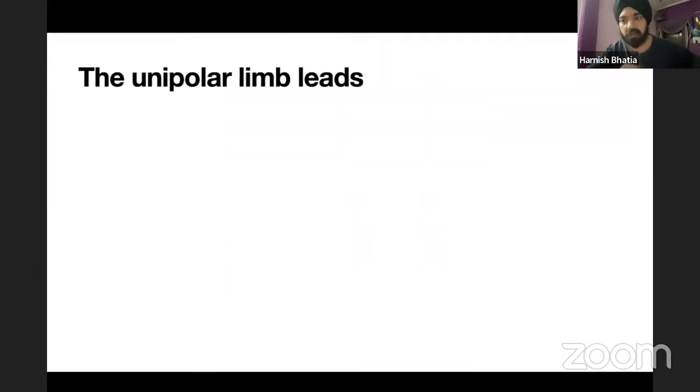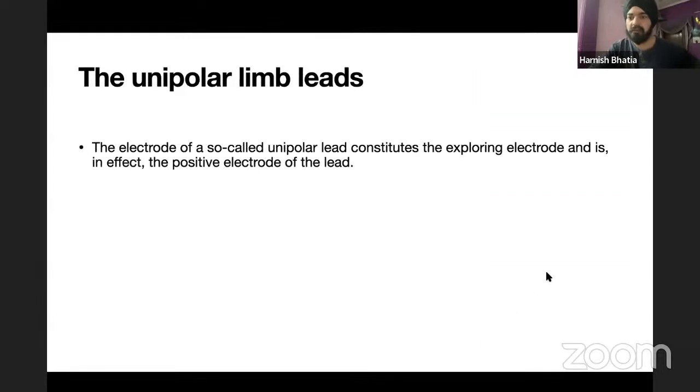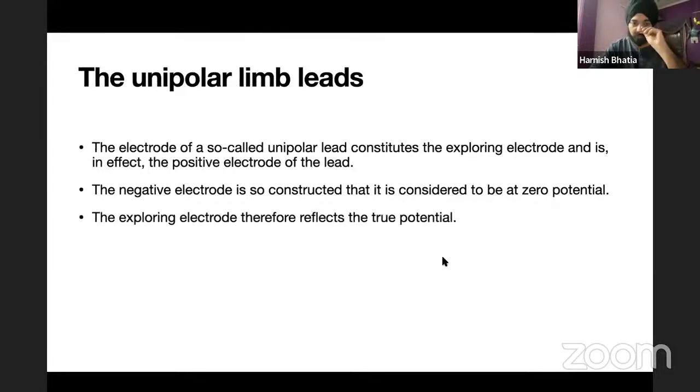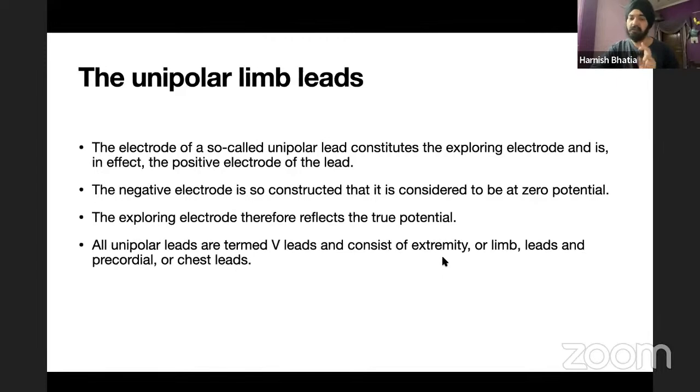Now we'll see the unipolar limb leads. The electrode of a so-called unipolar lead constitutes the exploring electrode and is in effect the positive electrode of the lead. Okay, we've seen what a unipolar lead is. The negative electrode is so constructed that it is considered to be at zero potential. There is no negative electrode. It is assumed to be a zero potential within the heart. The exploring electrode thus reflects the true potential. All unipolar leads are termed V leads.